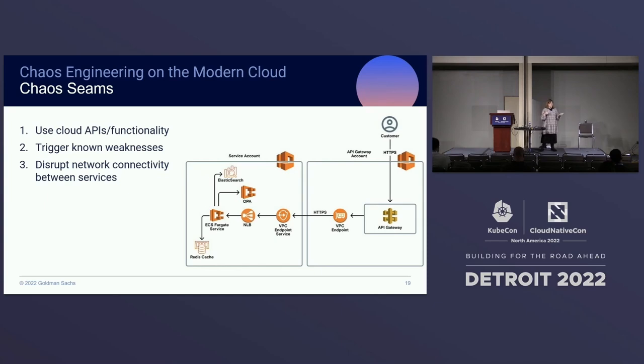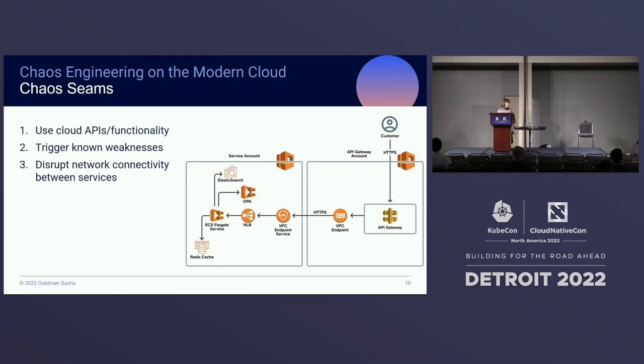Third of all, disrupting network connectivity. So you have multiple managed services that are talking to each other. You can use IaC to create a network black hole so the services can't talk to each other. That can also be a pretty generic and powerful way to inject chaos into your system. So now we'll dig into the ECS Fargate use case.